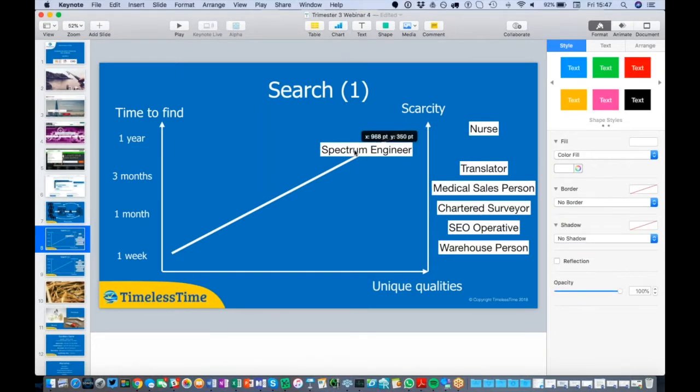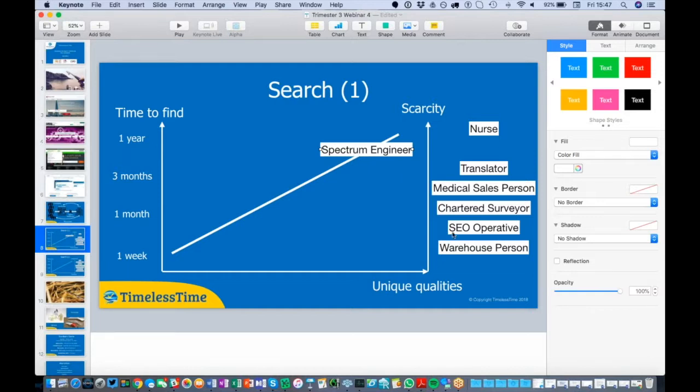Now, a spectrum engineer is a very specialist character. You don't have to understand too much about what spectrum engineers do, other than the fact that they are scarce. Now, what we're saying on this graph is that the more unique the qualities that the person has, the greater the scarcity of that person. So the greater the unique qualities.